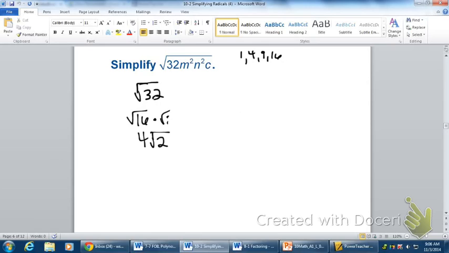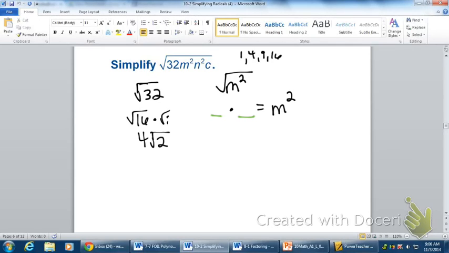Now, remember, anytime you have exponents and variables like m to the second, if we're finding the square root of that, remember, square root is just the same thing as something times something gives me m squared. What are those blanks? What times what's going to give me m squared?